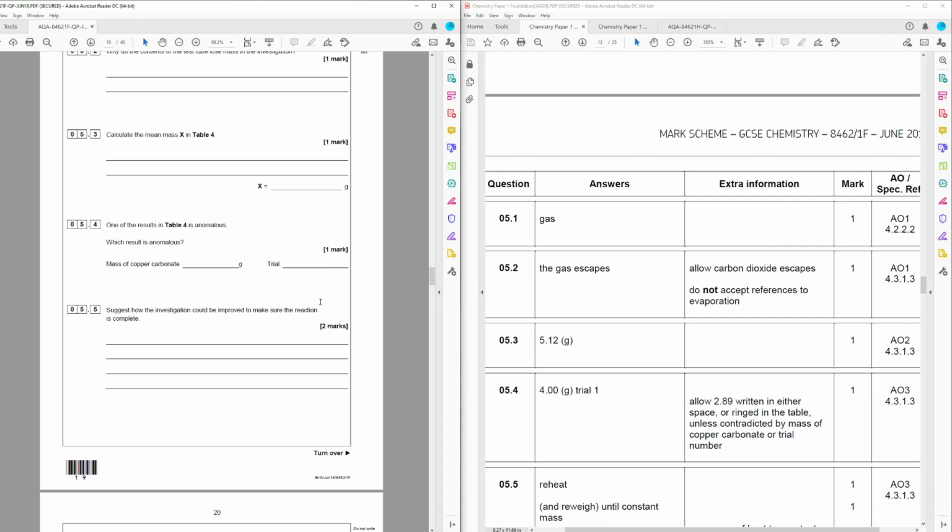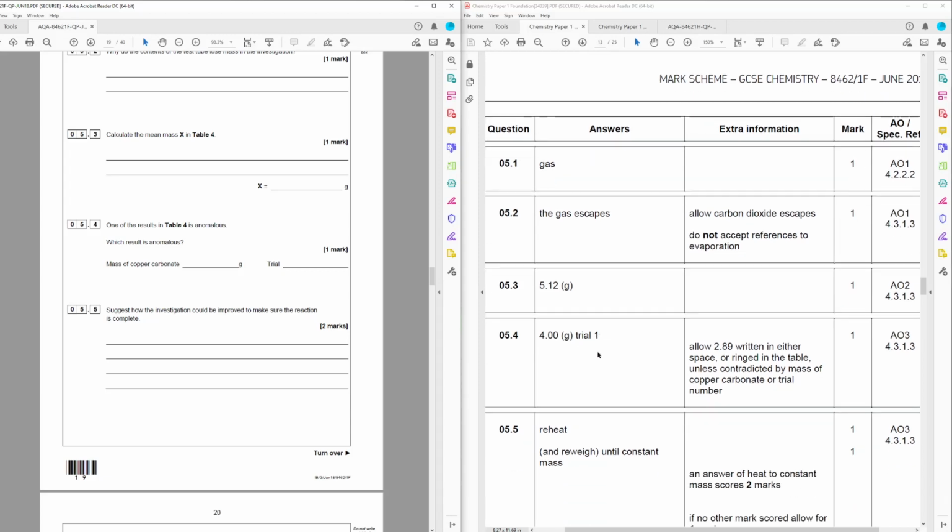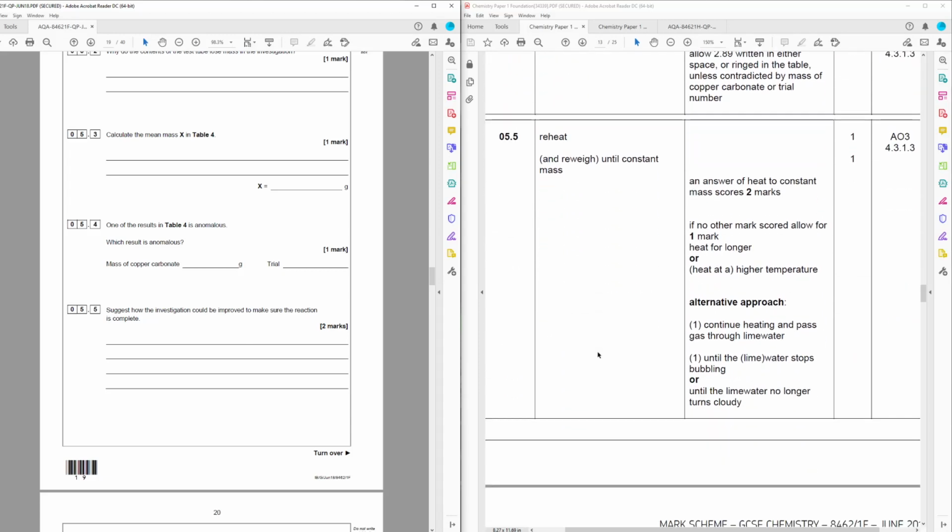How could we make sure that the reaction is completed? Well, if the reaction hasn't finished, what you need to do is keep heating it and then keep weighing it until the mass doesn't change anymore. So the mass is going to be decreasing, decreasing, decreasing until it no longer changes anymore. That's when it's finished reacting.